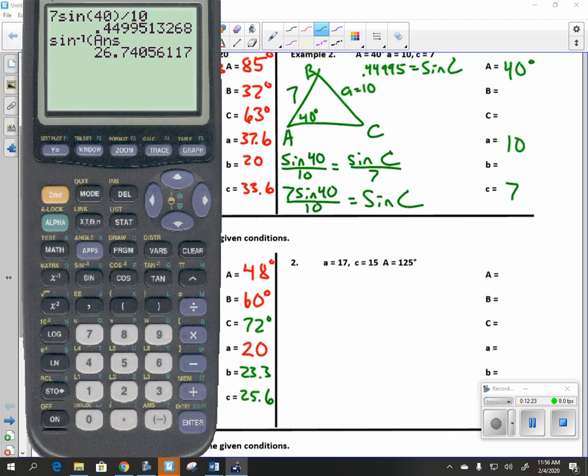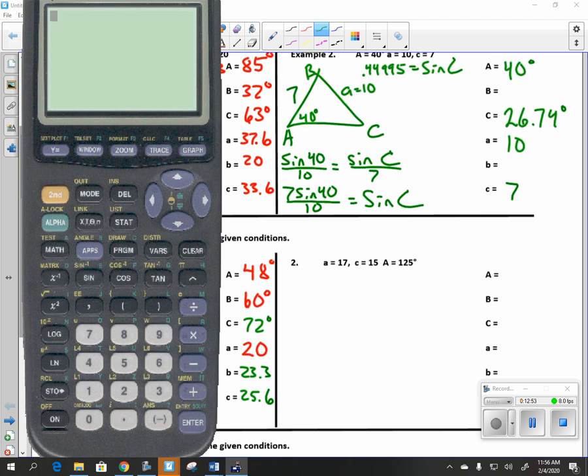So we figured out the angle C is 26.74. I'm happy I came up with 26.74. Anybody know why? Because it's smaller than 40. Because C is smaller than A, right? So that shows me that at least I'm reasonable in my answer. It doesn't tell me if I'm right, but it tells me if I'm reasonable. So we're going to go ahead and do B then.